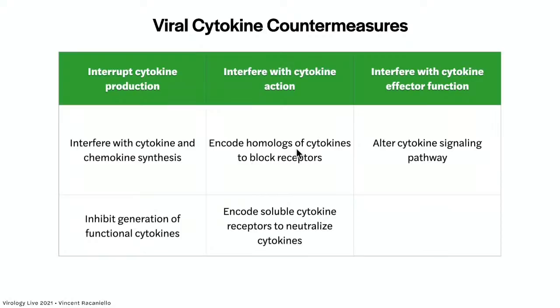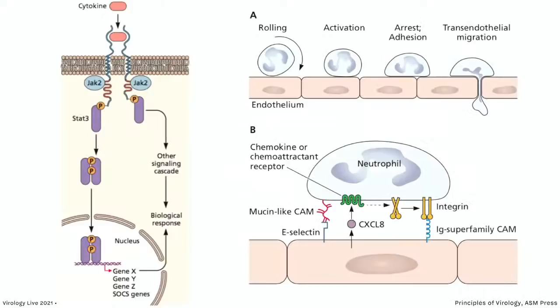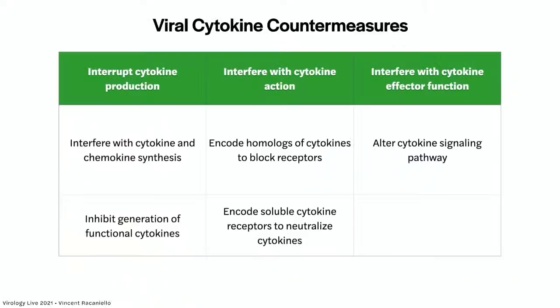But viruses also encode homologs of cytokines. These are secreted proteins. They're virus-encoded secreted proteins that look like cytokines. They can bind the cytokine receptor, but there's no function. So here, when we saw this cytokine binding its receptor, viruses can make a homolog, which will bind, but there's no downstream effect. So they're basically blocking the receptor.